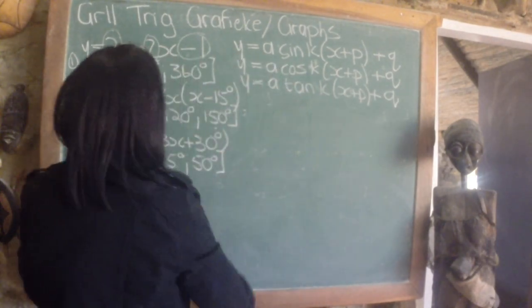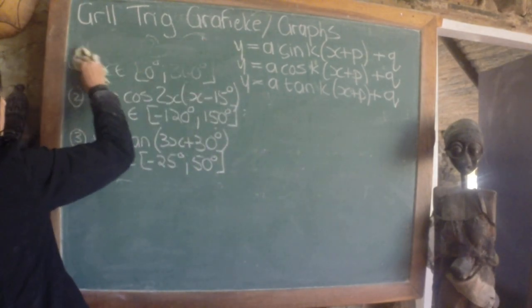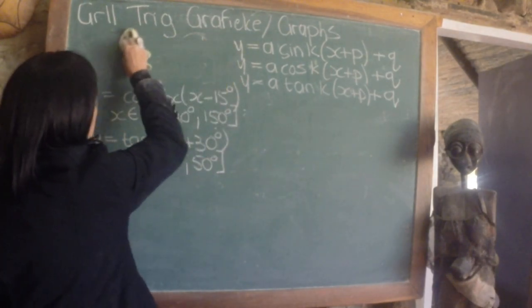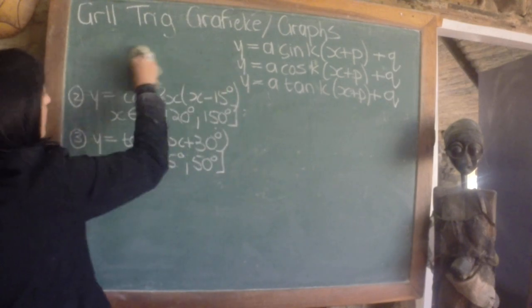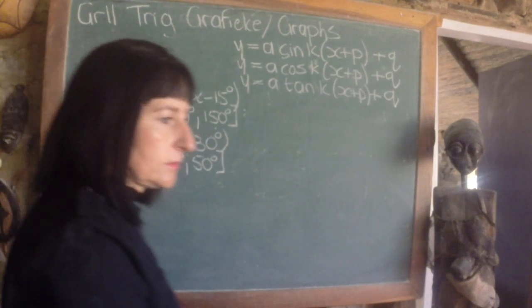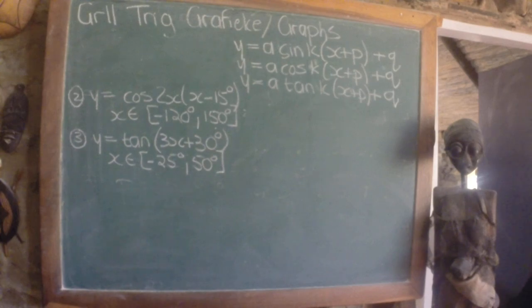Okay, we are done with this number 1. Take it out. So let's go and draw that one now with my parameters in it.